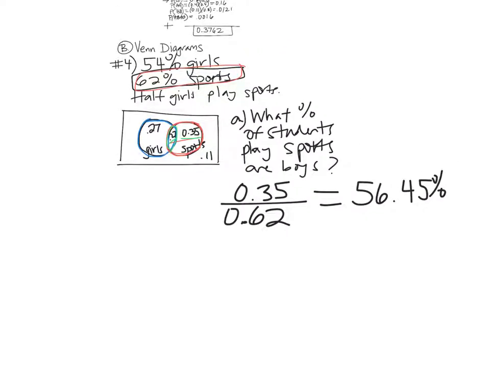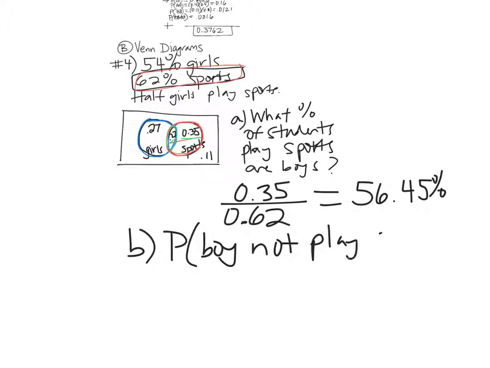Okay, and then part B, we've already found the answer to this. It says, if a student's chosen at random, what's the probability that it is a boy who does not play sports? Probability that it's a boy that does not play sports. You actually have it in the Venn diagram. Do you know what it is?